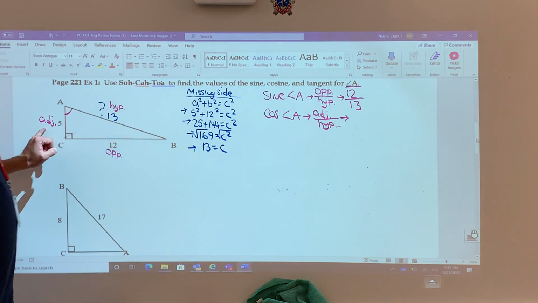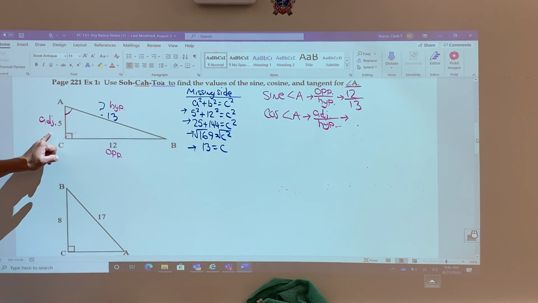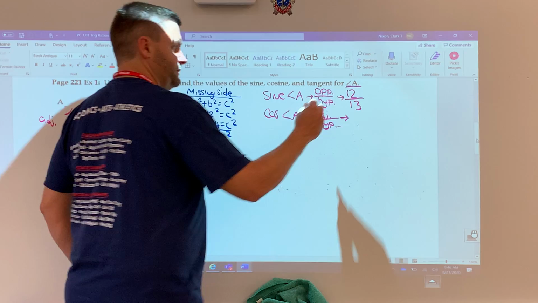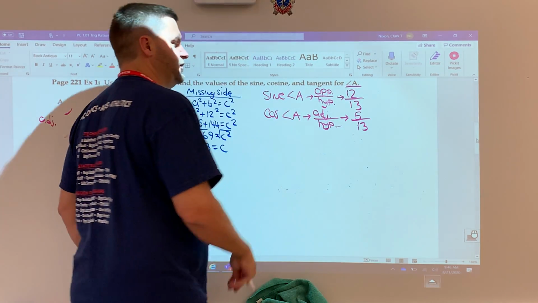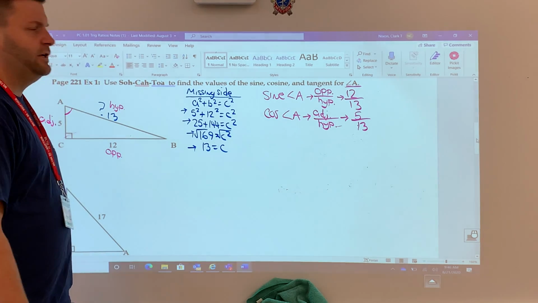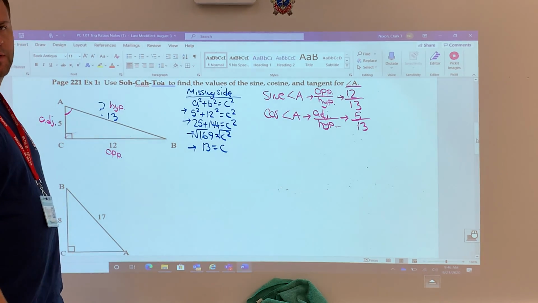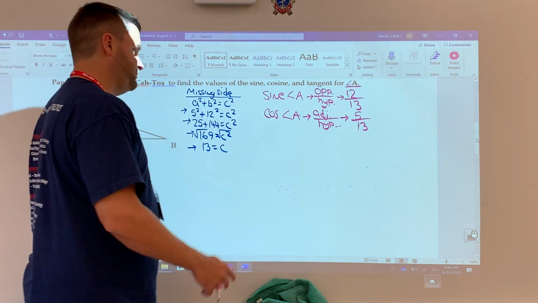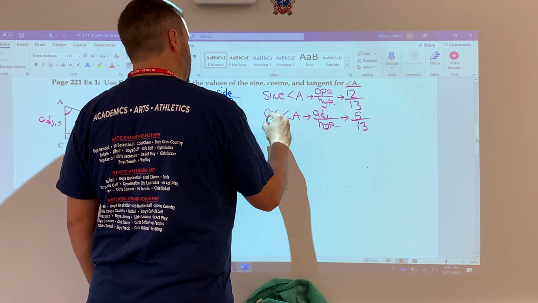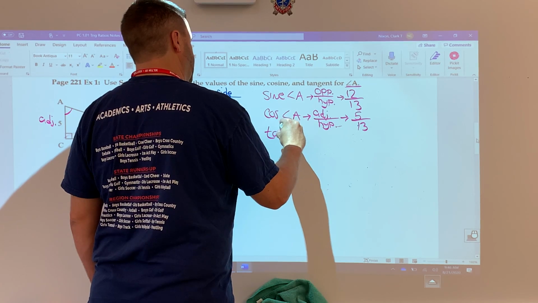So what is my adjacent side? My adjacent side based on angle A here is 5. And we know my hypotenuse is 13, so therefore my trig ratio for cosine in this problem is 5 over 13. Okay?